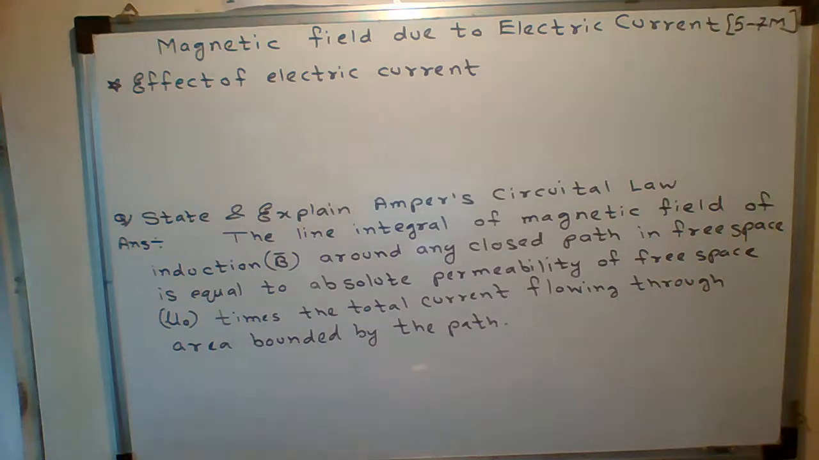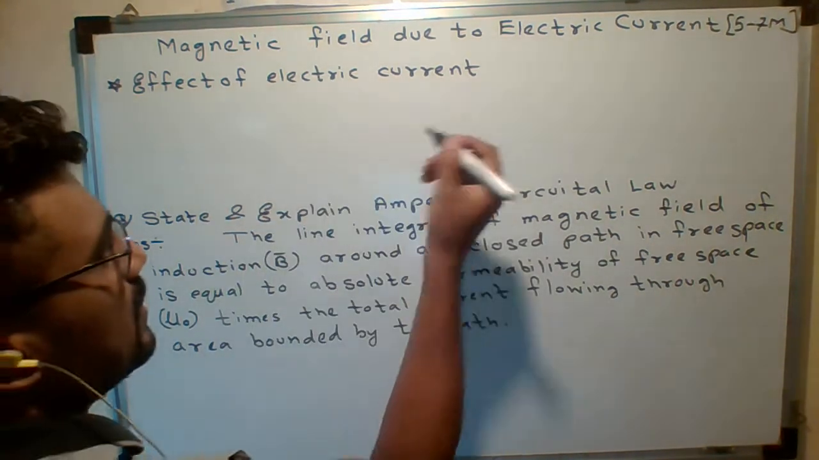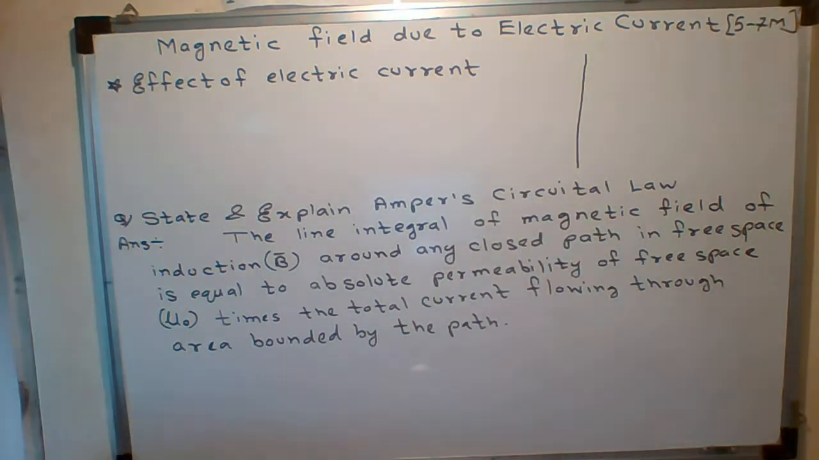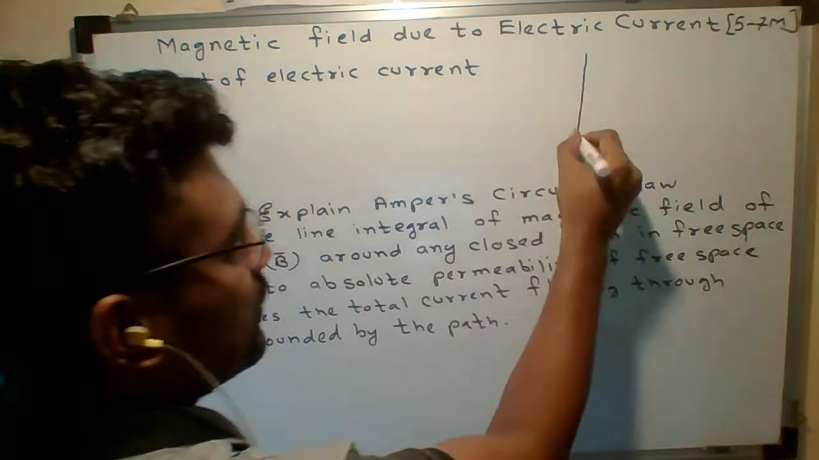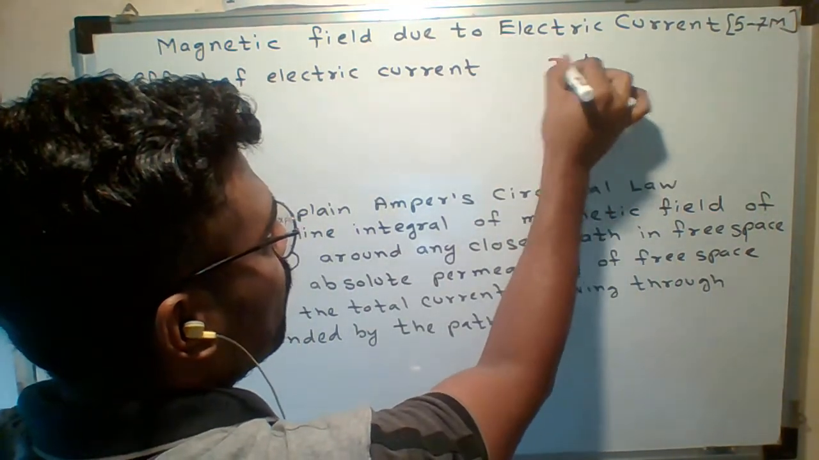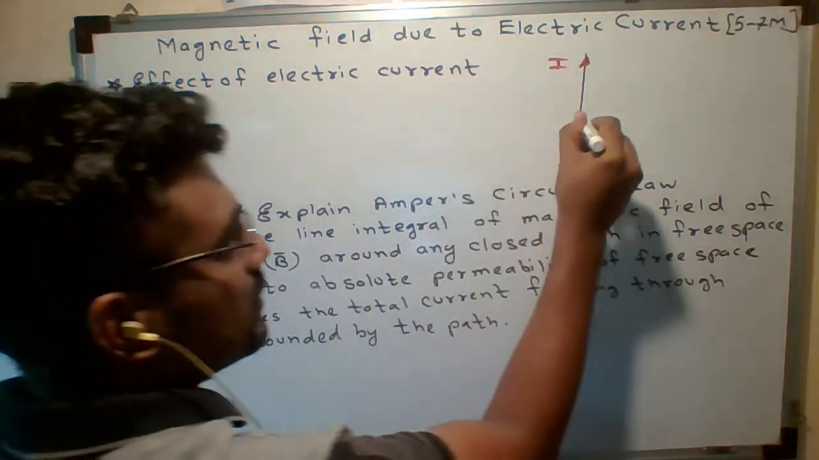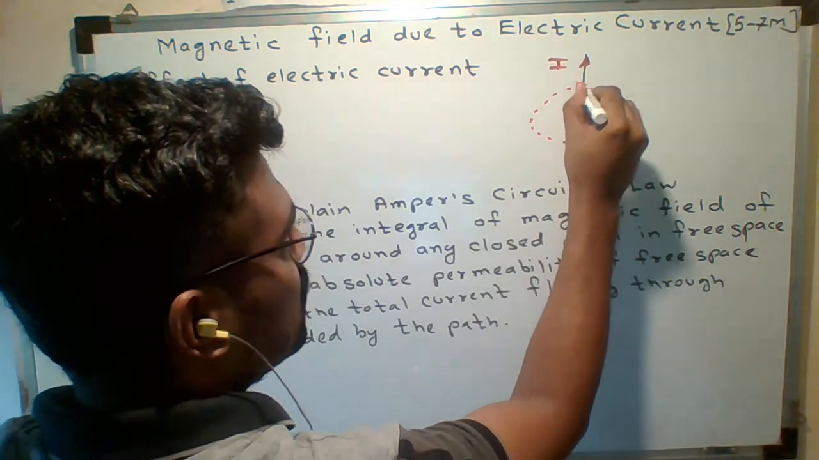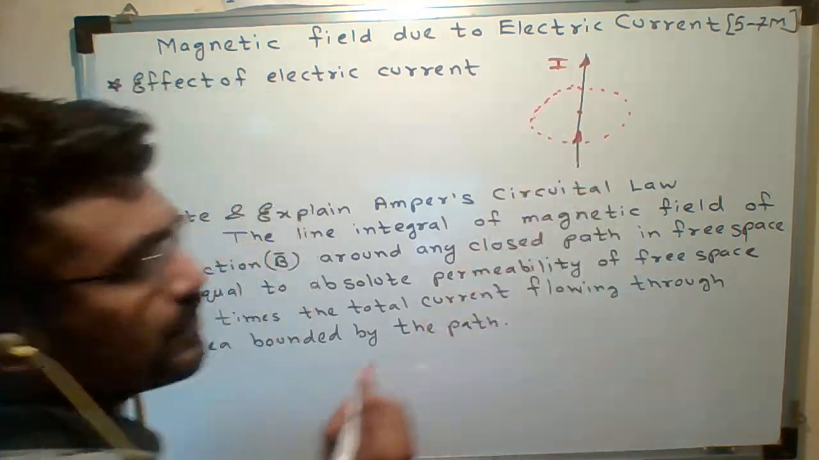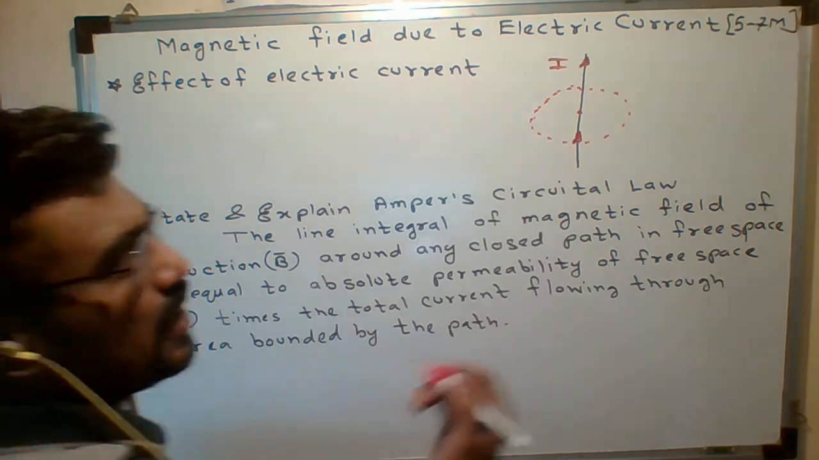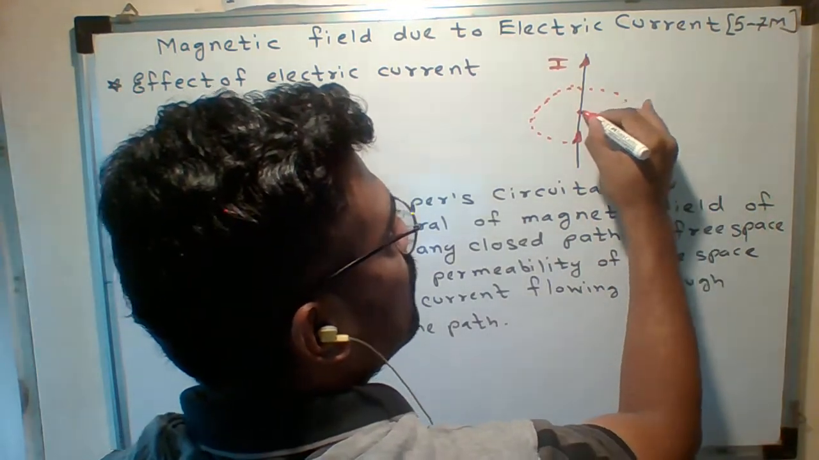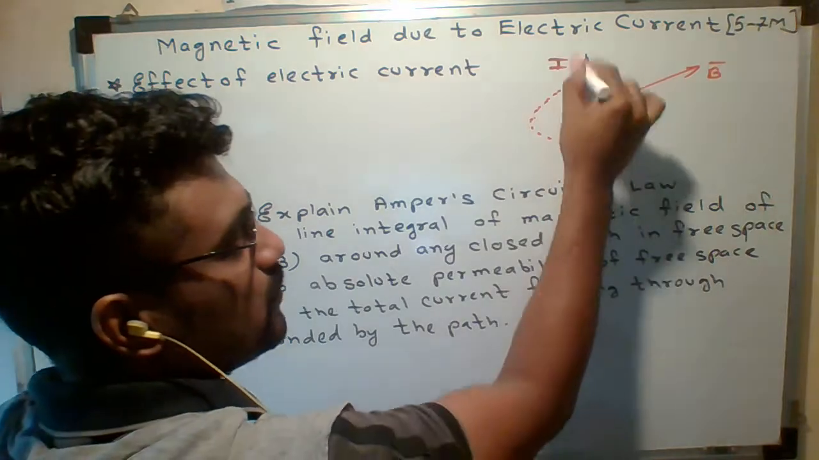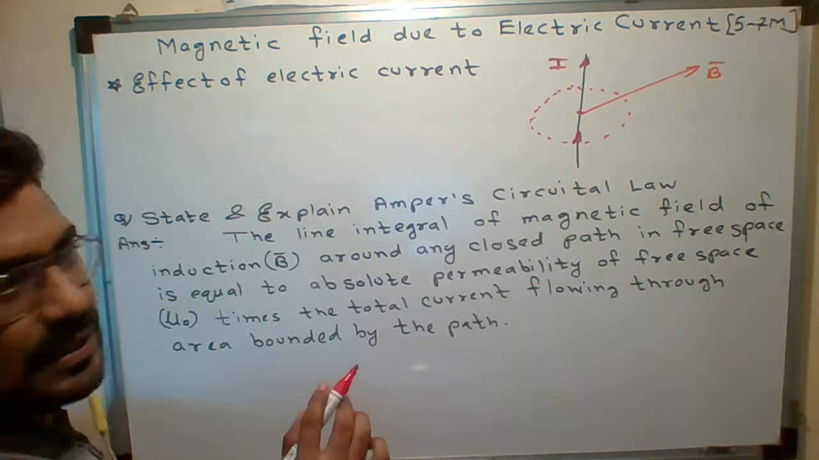We know that if I take one conductor, and through that conductor current is flowing, let's say the current is I. Due to this current, some magnetic field will be generated around the conductor. I don't know the direction of that magnetic field, so let the direction of the magnetic field be in this direction, B bar. Due to the current flowing, the magnetic field is produced in this direction.